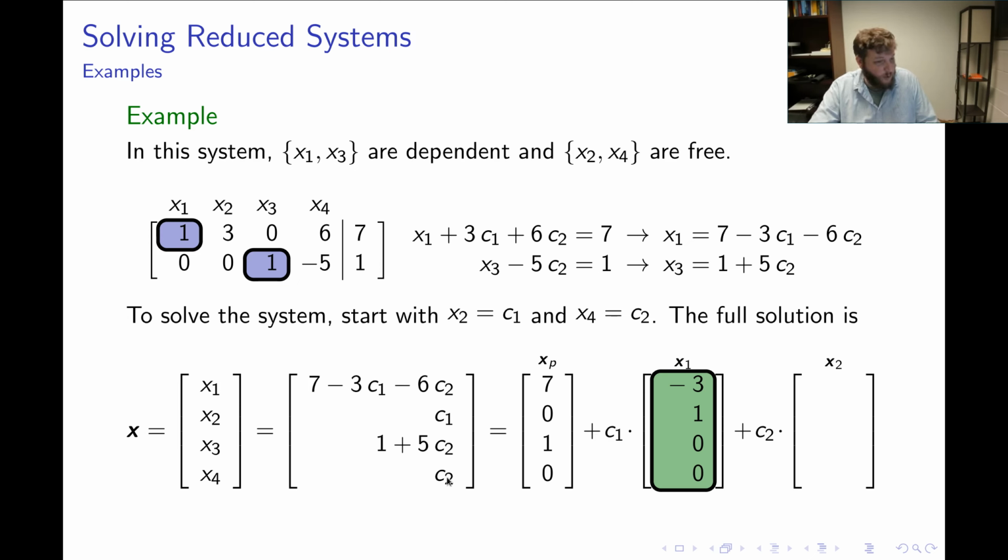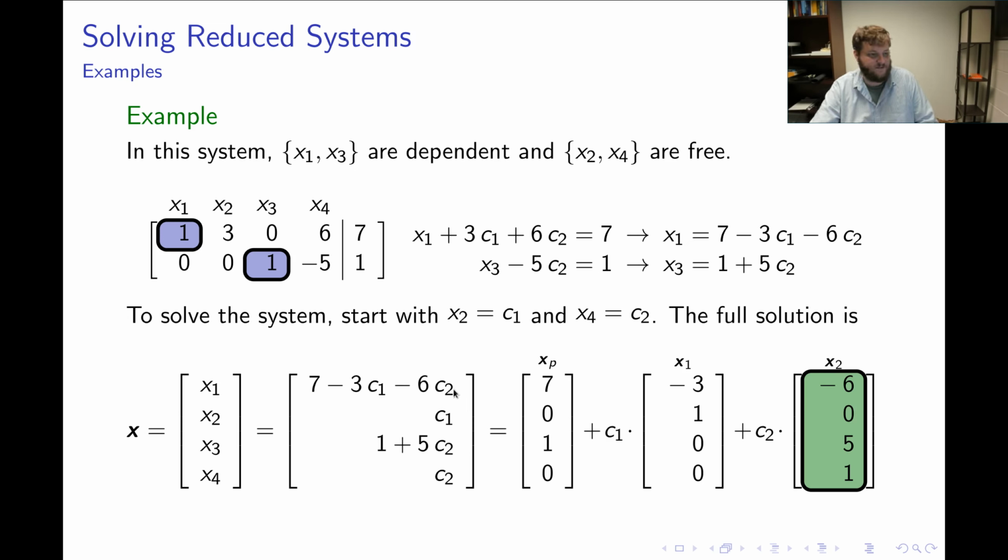And then the last two coordinates don't have a c sub 1, so the coefficients are equal to 0. Finally, in this last vector here, x sub 2, I collect the coefficients of c sub 2. So I go to my solution vector, and I go coordinate by coordinate to figure out the coefficients of c sub 2. Here I should get -6, 0, 5, 1. So this gives me a nice view of all solutions to my system.